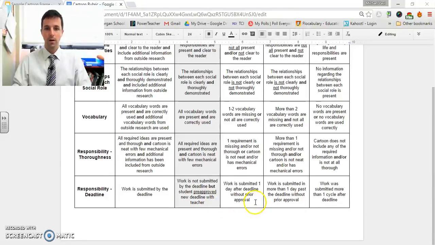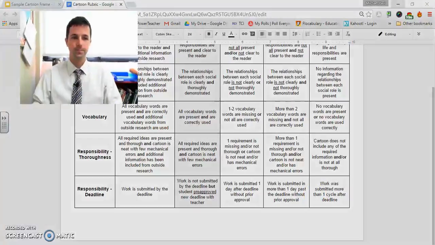Now, for approaching as well as below standard, it means that it's been handed in late and you've not had it pre-approved by me. You showed up on the day it was due and it's not ready. If it's 1 day late, you'll be scoring it at a 3. If it's more than 1 day, a 2. And we all know school policy, if you're handing it in more than a cycle late, for responsibility on this part, you will receive a 1.